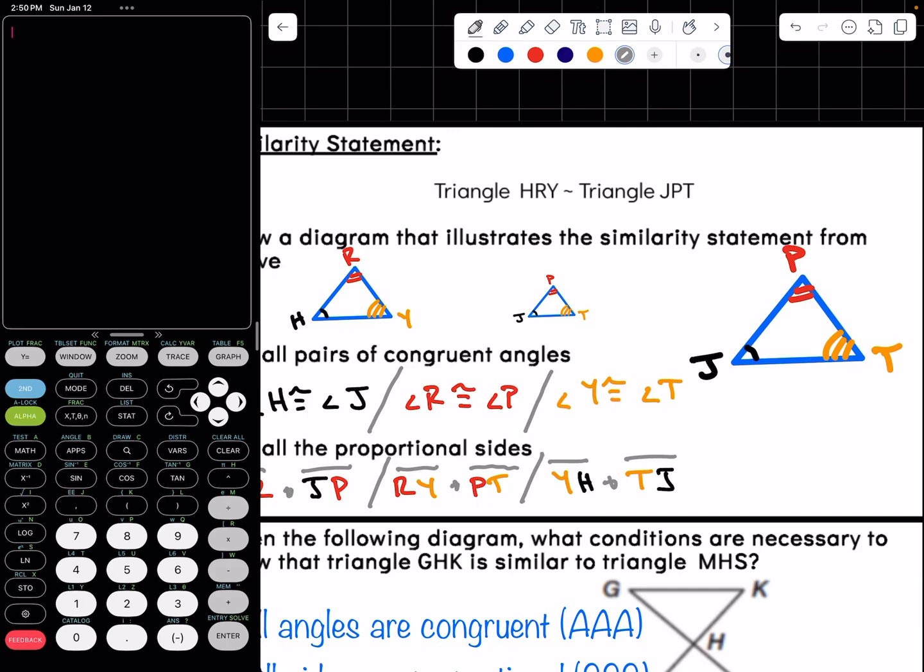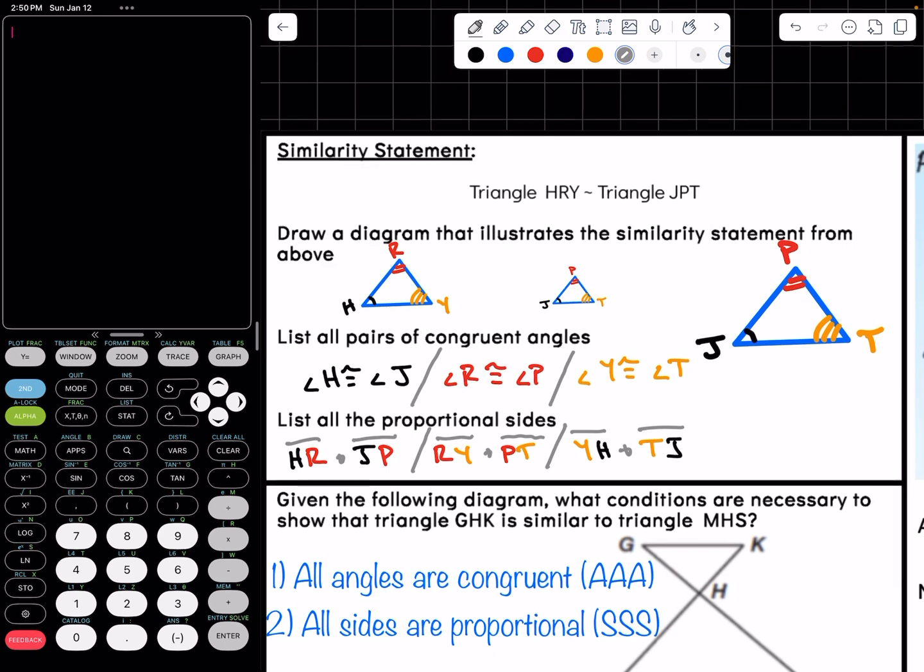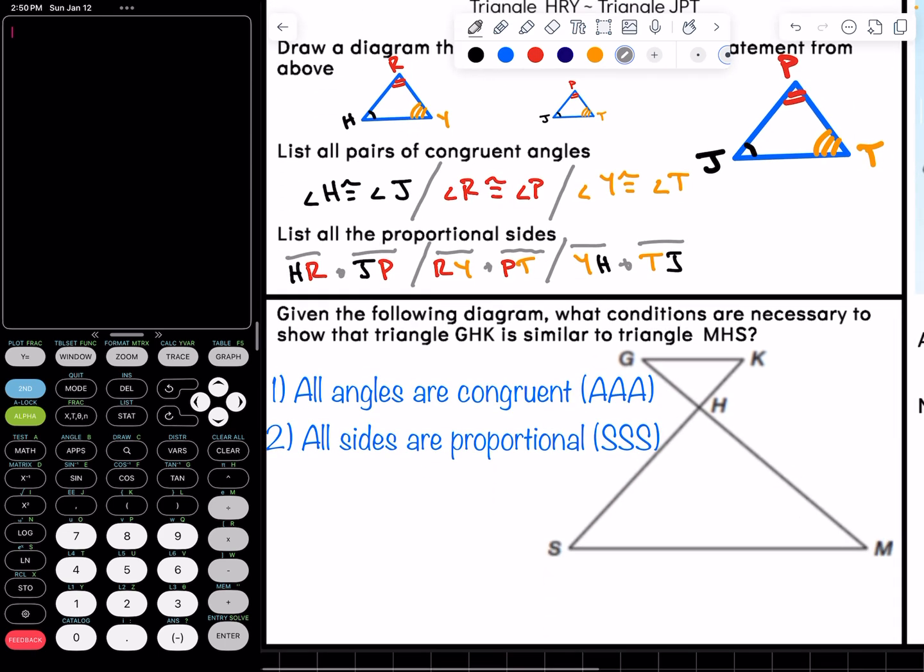As we're going through here, we have that listed down here at the bottom. Given the following diagram, what conditions are necessary to show that triangle GHK is similar to triangle MHS? Essentially, we need a lot more information. We need vertical angles, which we can see. We need to know that GK is parallel to SM. That way we can get the alternate interior angles represented.